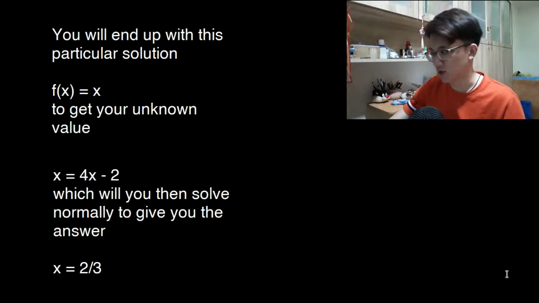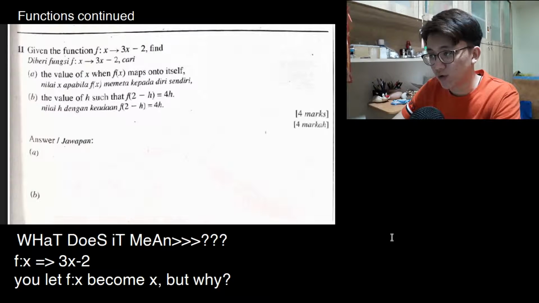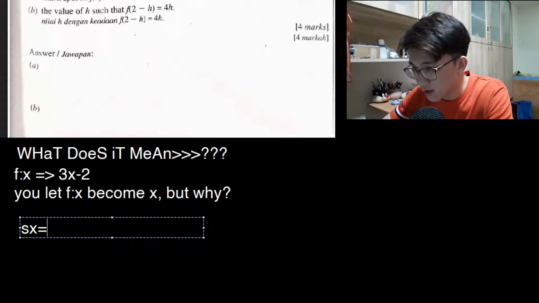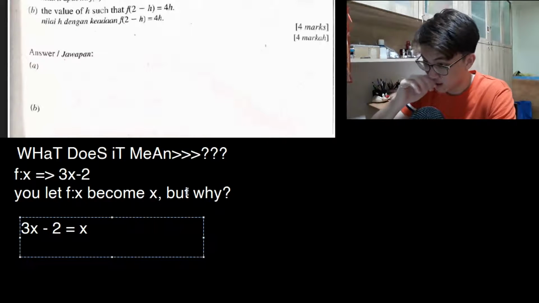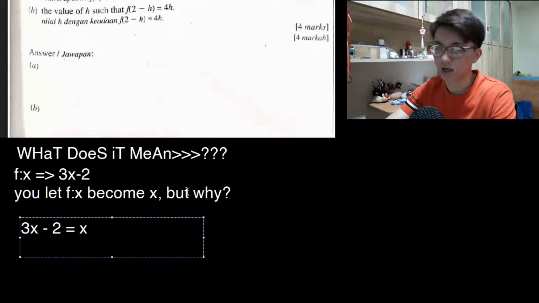Okay, so we go back to the question they gave. All you have to do is type in the equation: 3x - 2 will give you x, and then you solve it normally. You put the x there and solve it equation-wise.